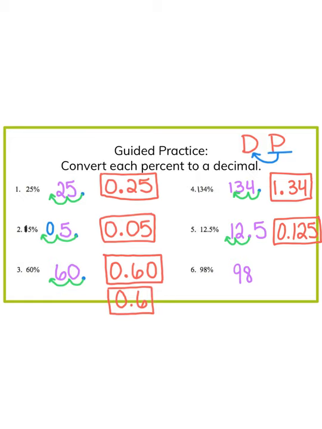Last, we have 98%. Again, I don't see my decimal point, so that means it's hiding behind my number on the right-hand side. And if I want to move it to a decimal number, I need to move my decimal point 2 spaces to the left. So 98% as a decimal is 98/100ths.